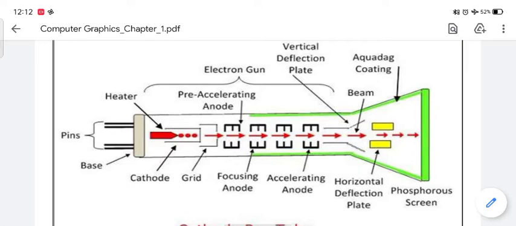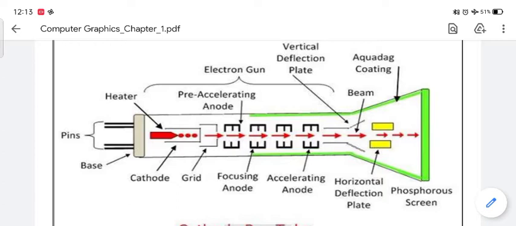The next thing here is one more component called the focusing system, the focusing anode. So why is this focusing anode used? Here a focusing anode is used to make sure the image made by the electrons is properly visible. It helps you to create a clear picture.